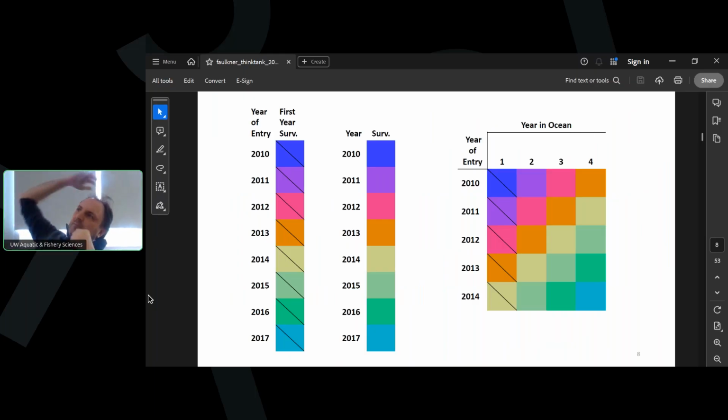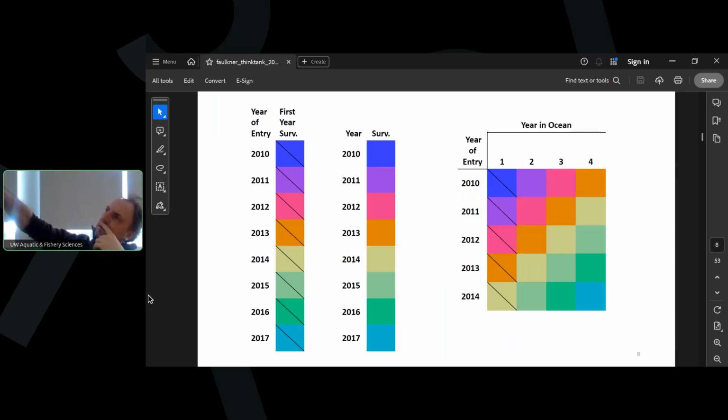This is just a way to visualize this. On the left, the first year they enter the ocean is typically the hardest. They're getting hit by predators pretty hard, there could be issues with food availability and so on. So the first year survival is going to be treated a little differently from the remaining years in the ocean.